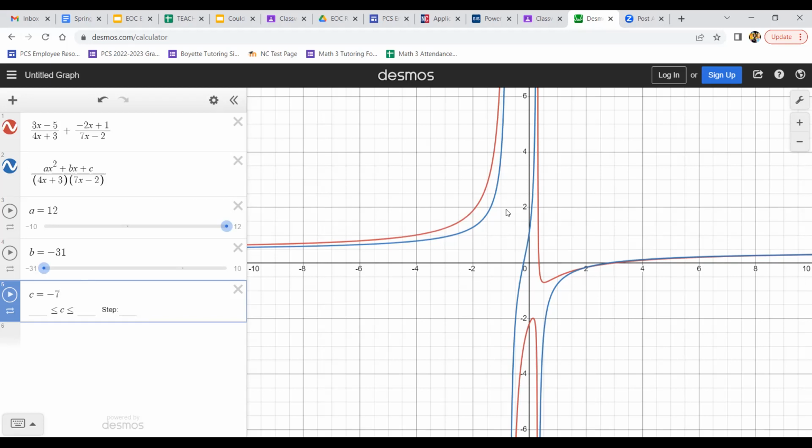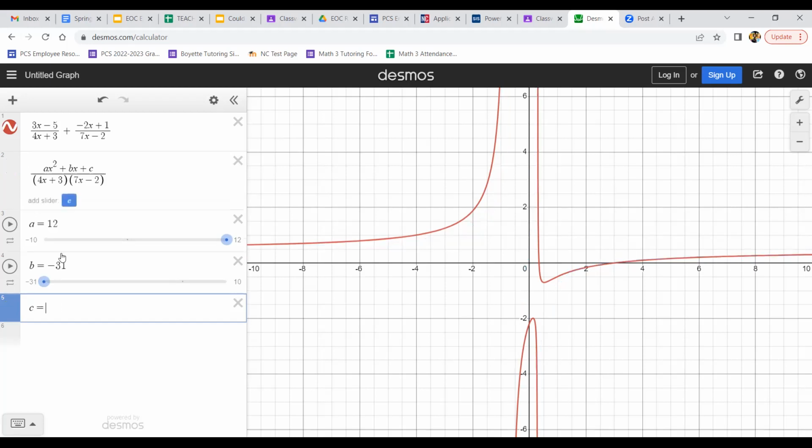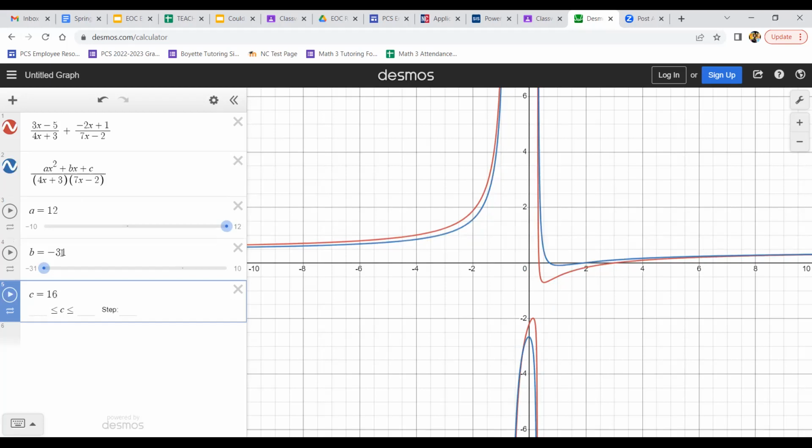So what I did when I very first did this problem is I said, okay, I'm going to keep the A the same and the B the same. And I tried every single value of C. So I tried -7, I tried -3, I tried 13, I tried 16, and I said, okay, the first value for A and the first value for B did not work with any of the C values.